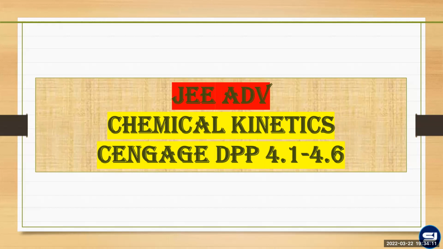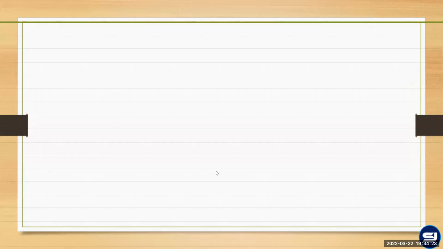Okay, so we'll continue after the multiple correct of 4.3 DPP of chemical kinetics. I hope no doubts are there. Okay, let's take up the 17th question of DPP 4.3, which is match the column type.